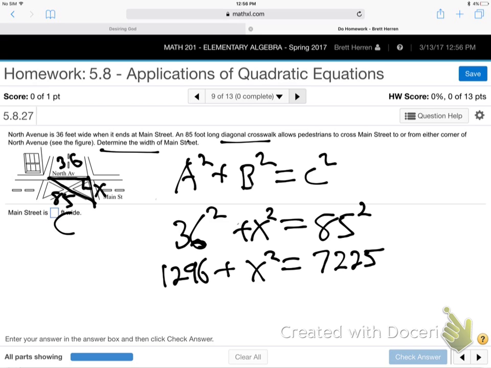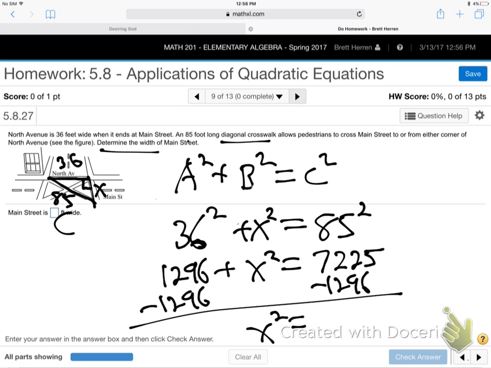All right, here's a trick. Subtract 1296 from both sides. Somebody have that? It's going to be... I need it on the calculator. Somebody got it? 1296. Yeah. What is it? 5929? Oh, it's 5929? Is that right? 5929? Yeah. 5929, okay.